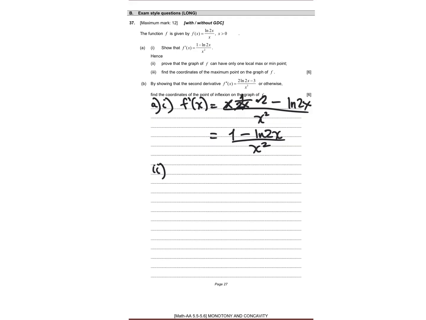So we would set this equal to 0, multiplied by x squared, and then we're going to have natural log 2x. And if we write this exponentially, we're going to have e to the 1 equals 2x. So x is e over 2.